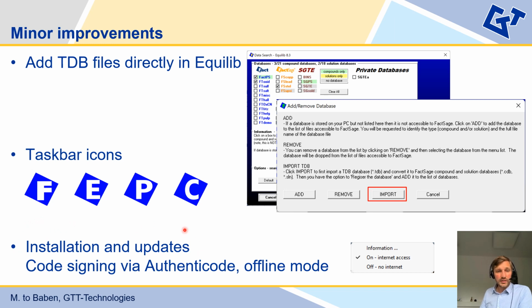And installation and updates, we are implementing code signing via Authenticode that should reduce the issue of false positive flagging of some exe or DLL files of FactSage by antivirus software. And we also implemented an offline mode. So if you don't want to check for updates because you don't like it if a program is accessing the internet, or your IT doesn't like it if a program is accessing the internet without you fully knowing what it is doing, you can just switch off the internet connectivity of FactSage.